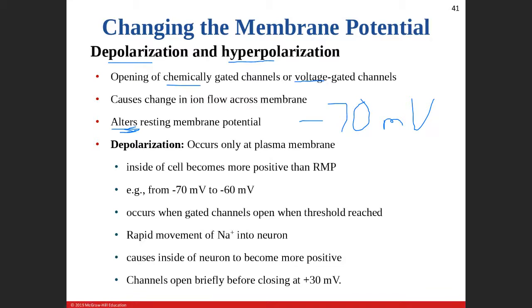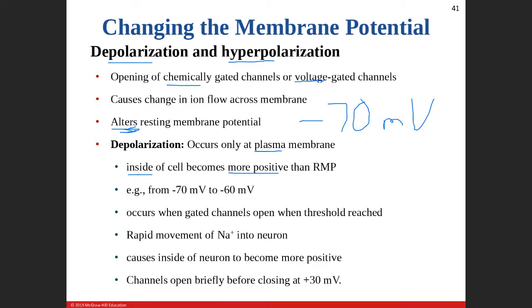Depolarization. Okay? Look at the definition. First of all, this only occurs at the plasma membrane, but this is what happens when we make the inside of the cell more positive than the resting membrane potential. Or I could say, this is what happens when we make the inside of the cell less negative.